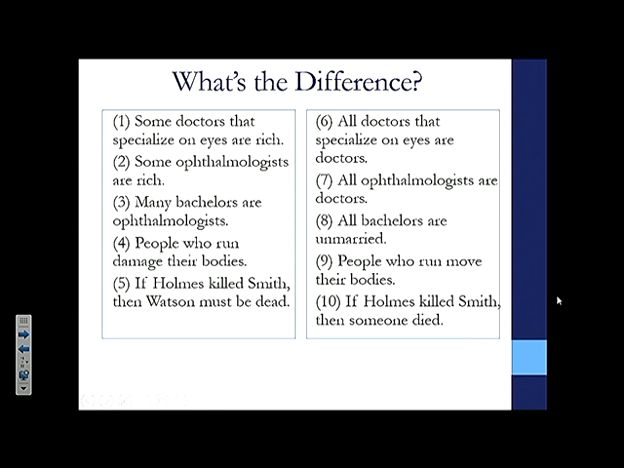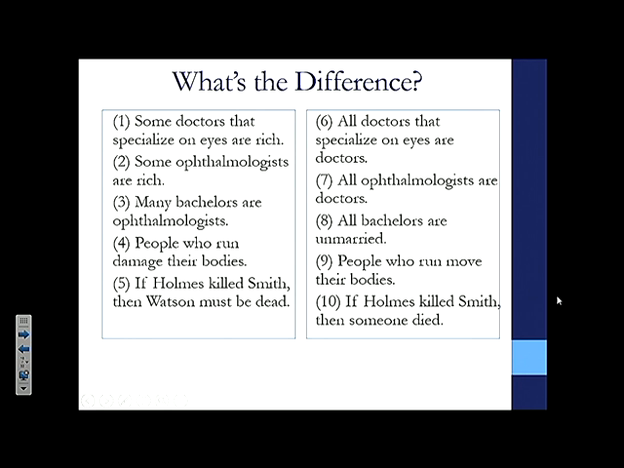All right, yeah. So there's a lot of generalizations here. The ones on the left-hand side aren't always generalizations. All right, so there's that difference. There's another difference I want you to draw your attention to. Tell me, with regard to one, some doctors that specialize on eyes are rich. What would you have to do to figure out whether or not that's true? What would you have to do? Observe one rich doctor that specializes on eyes.